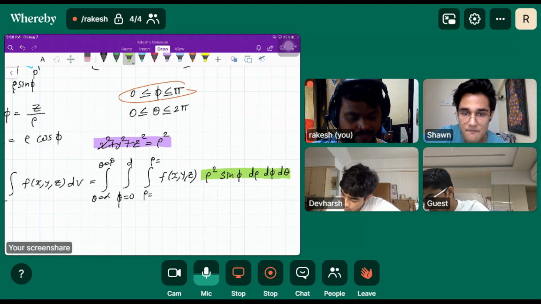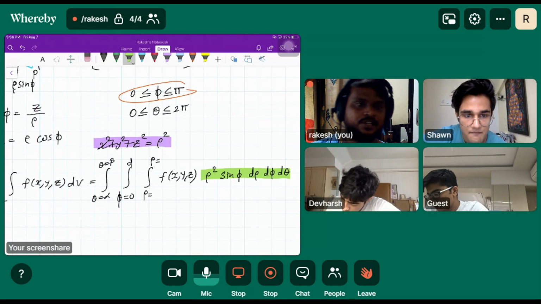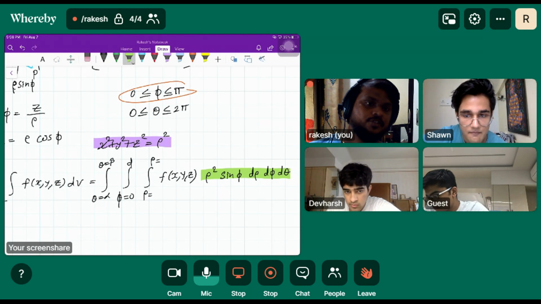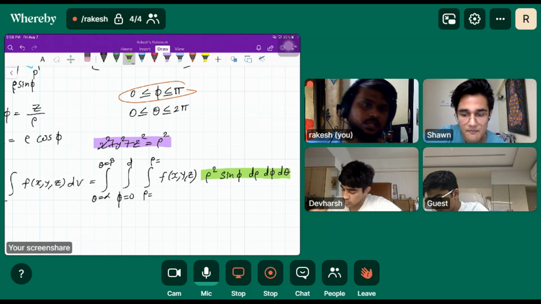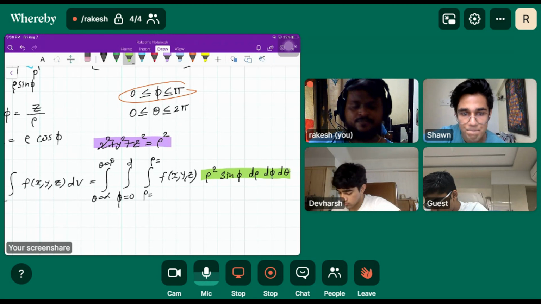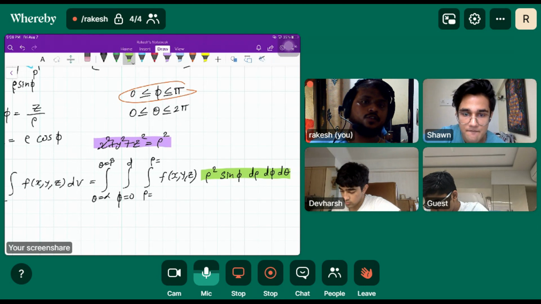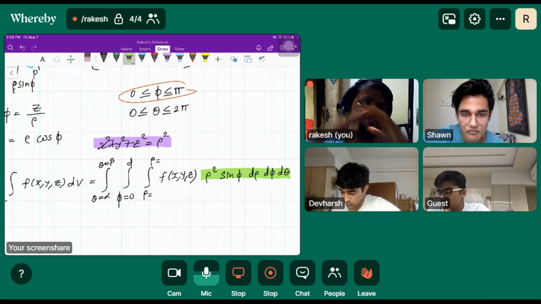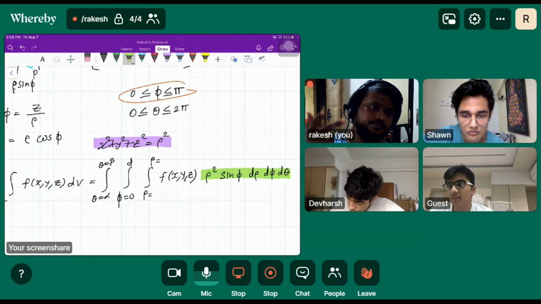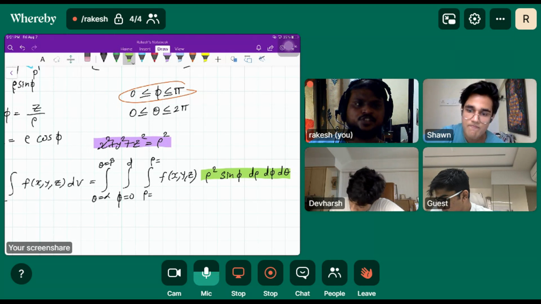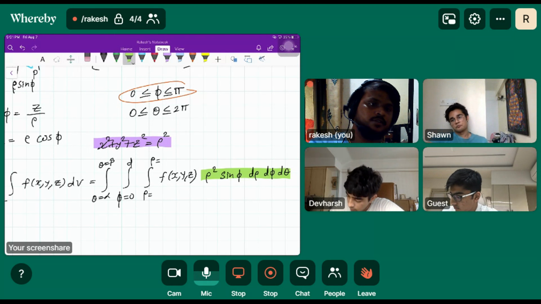I'll explain why we are choosing this order. It's not that complicated. It seems complicated right now because I have not drawn anything or explained this. Otherwise, it's very easy. First of all, understand one thing: this spherical coordinate system is used to define a region which is conical or spherical, or both. Have you ever seen a picture which has both cone and sphere all together?